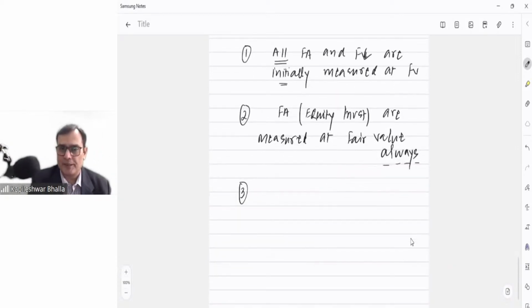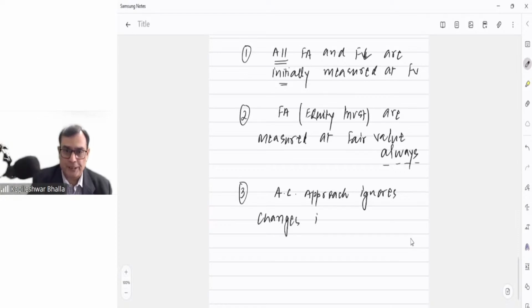Then the third one is that the amortized cost approach ignores changes in fair value. The amortized cost approach ignores the changes in fair value. So we do not incorporate the changes in fair value for an amortized cost approach.